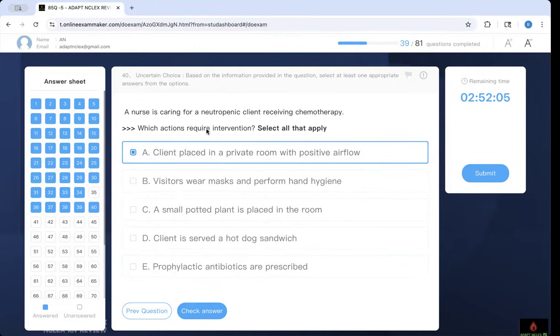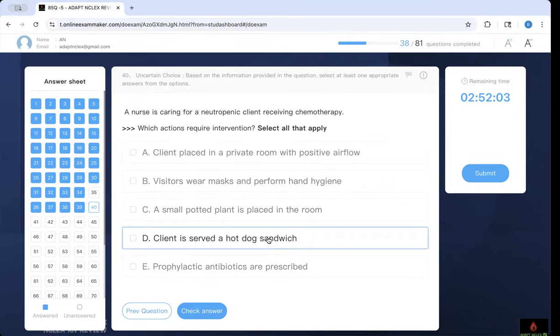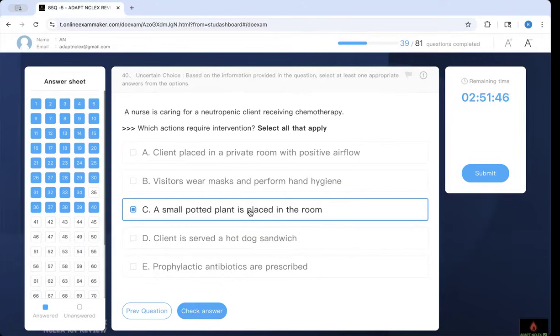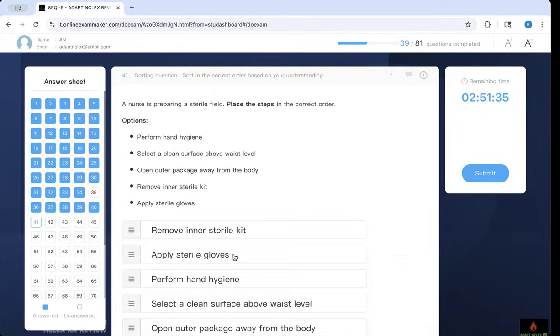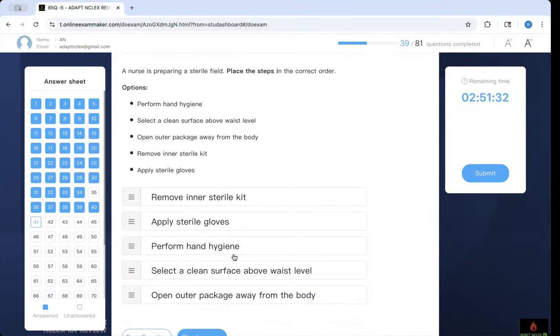The question here is which require intervention. This is good. Visitors wear masks and perform hand hygiene. That's good. A small potted plant is placed in the room. We don't need it. Client is served a hot dog sandwich. The client is going to get sick, raw food. Antibiotics may be needed, so that's what we need. Those are all interventions. And this is preparing a sterile field.